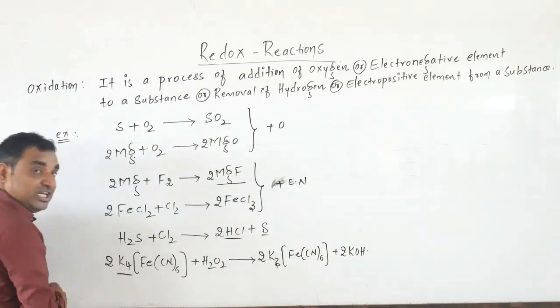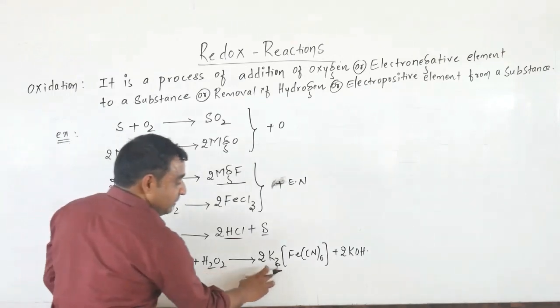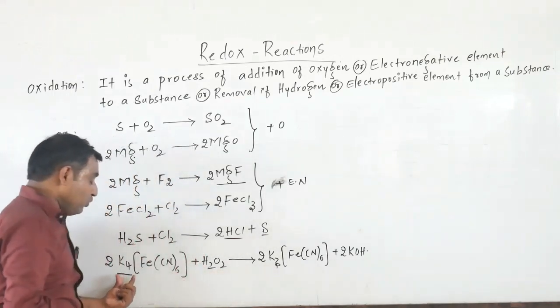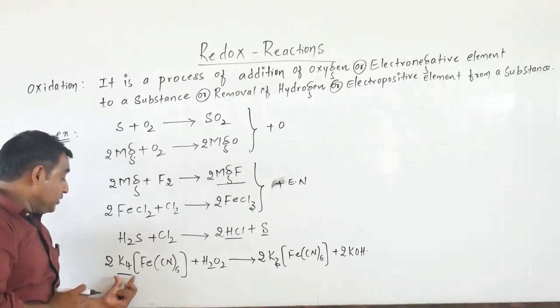Here potassium is an electropositive element. So here 4 potassium will be there. Here 3 potassium will be there. It means 1 potassium is removed here. That is the electropositive element that is removed.